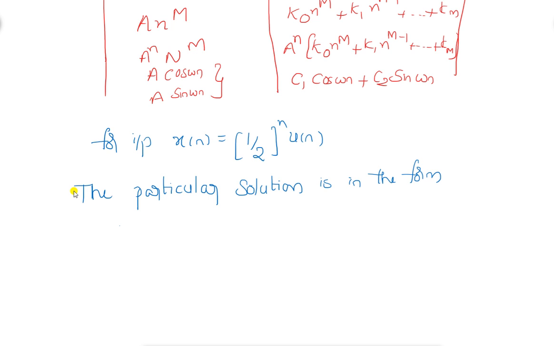the particular solution is given by y particular solution yp of n is equal to k into 1 by 2 whole to the power of n u of n. Okay, so this is a very important step, students.